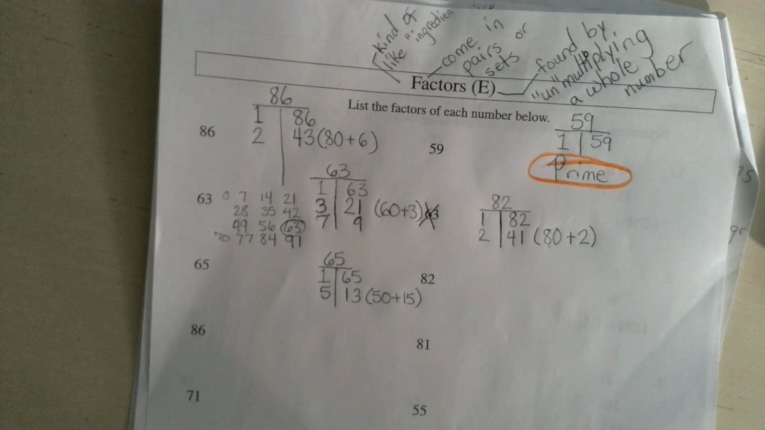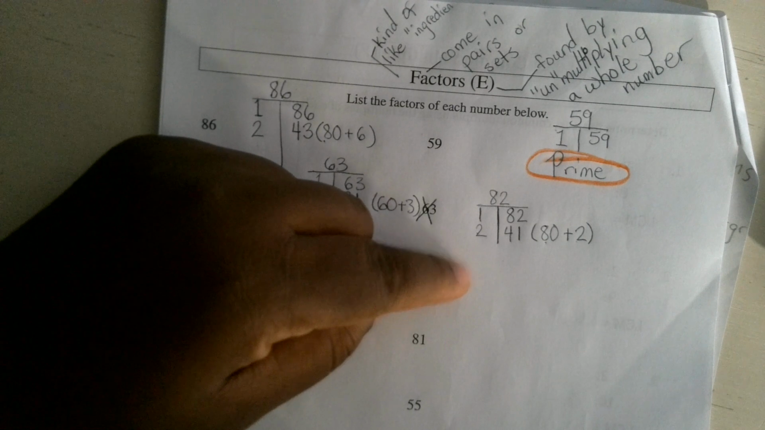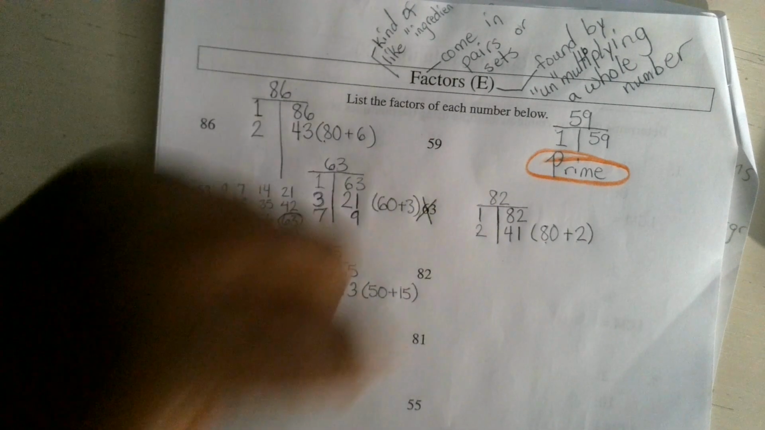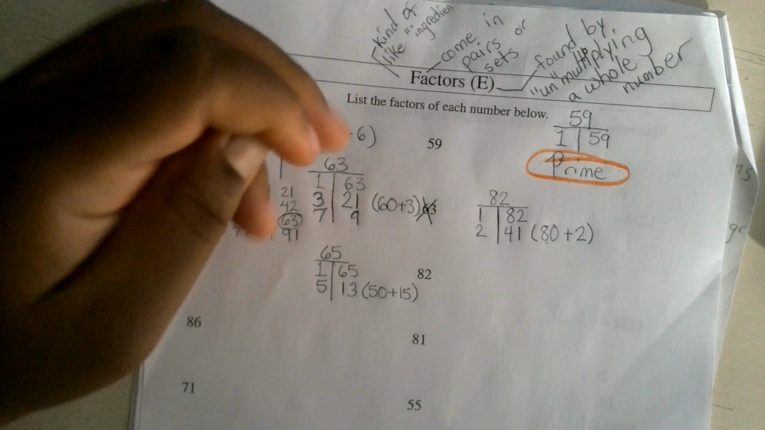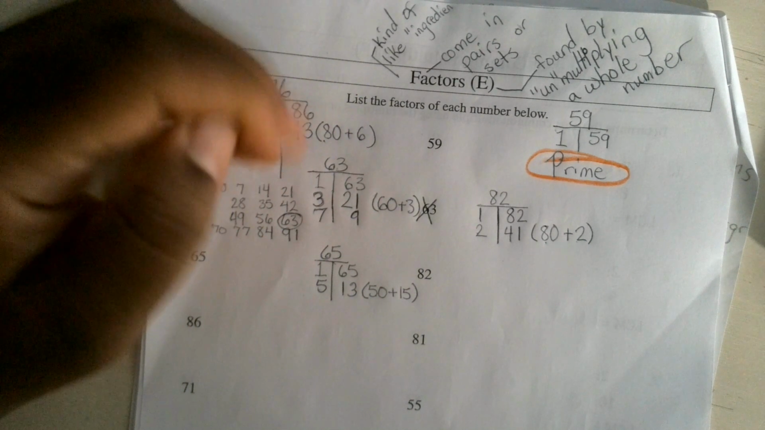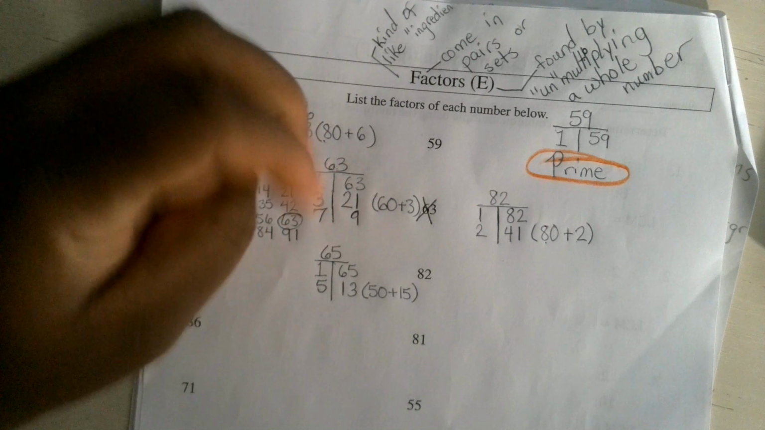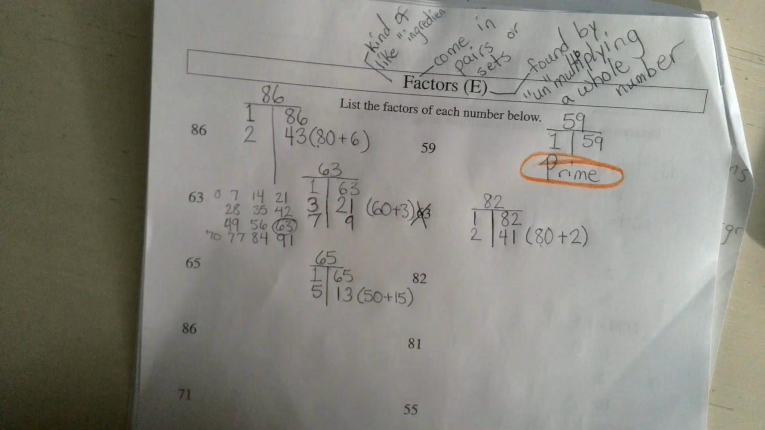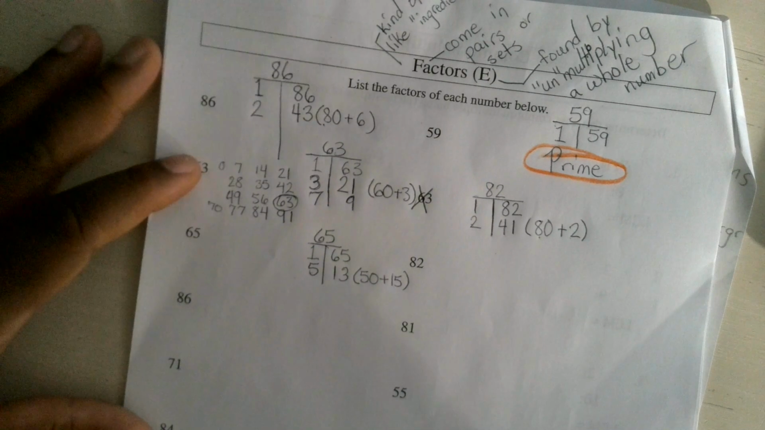13. No. 15. No, it's not a multiple of 5. I don't need to check any multiple of 5. So 15, 25, 35, 45. I'm good. 17, no. 19, no. Okay, so I'm good. I'm pretty comfortable saying that these are all the multiples of 82.